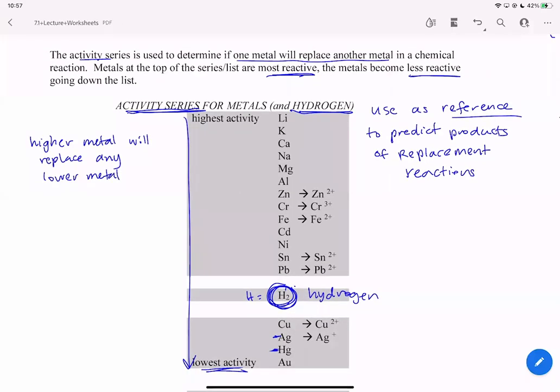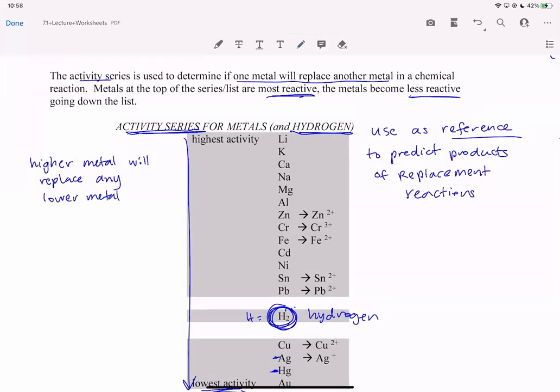You also use this activity series to predict the ions that are formed. And so let's add that in red: the ions that are formed, some of them are indicated, but let's add all of them. So for instance, zinc forms this +2 ion, chromium forms this +3 ion, and iron forms that +2 ion. And then you have tin forming the +2 ion. This is lead, Pb, forming that +2 ion. Copper forms the +2 ion, and silver forms the +1 ion.